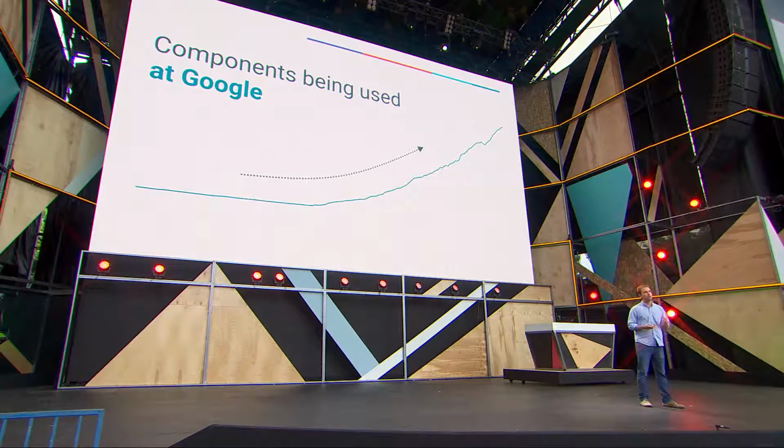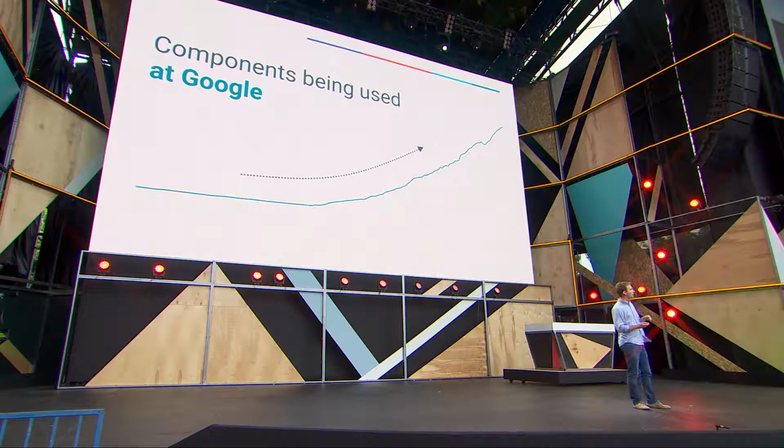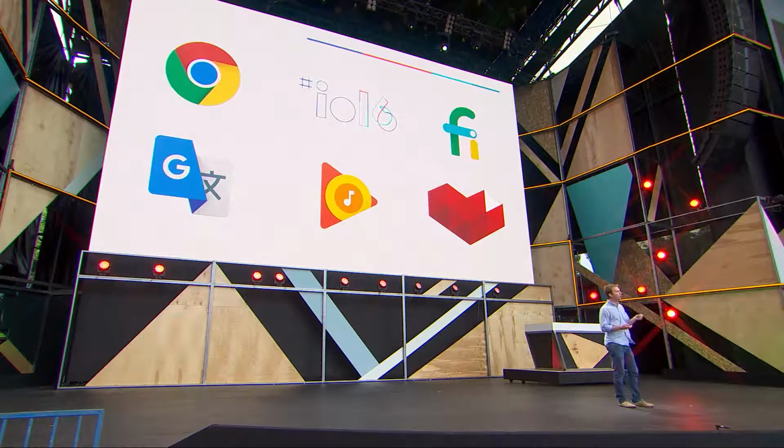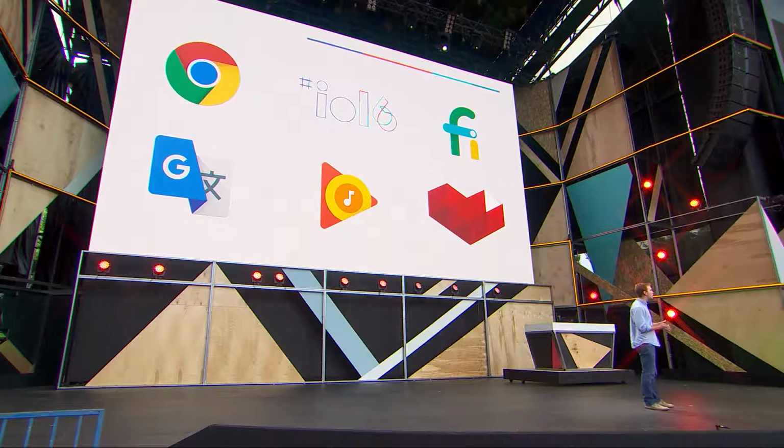Over 400 Google projects today are using Polymer, with over 4,000 unique components built by Google teams to use in their products. And Polymer is already launched in production across major Google properties, including Chrome, Translate, Play Music, YouTube Gaming, Google Fi, and of course, the Google I/O web app, which I'm sure you're all familiar with.